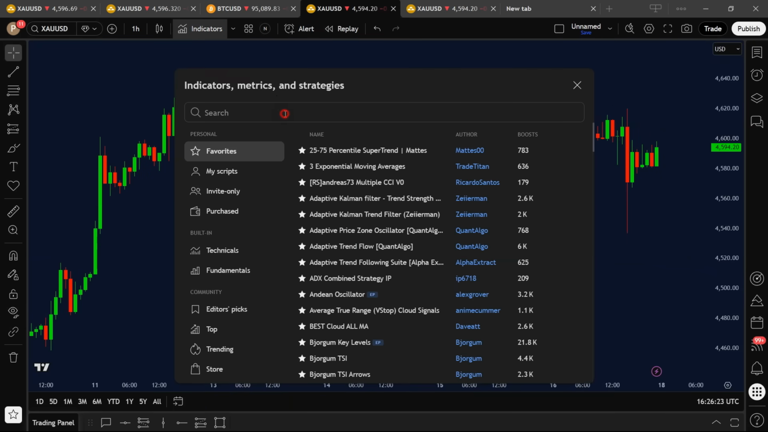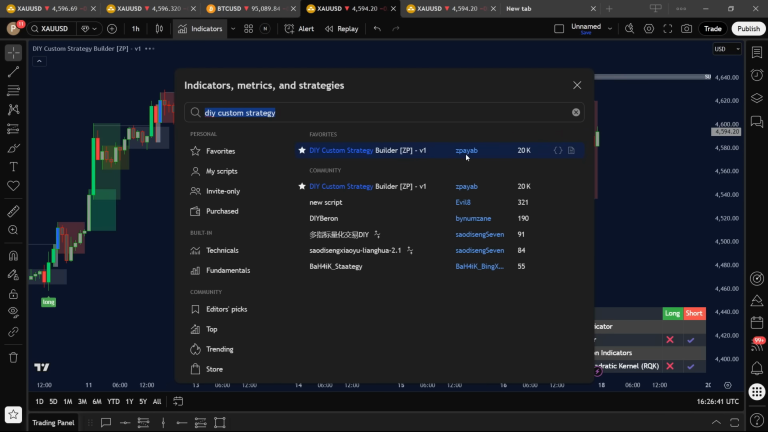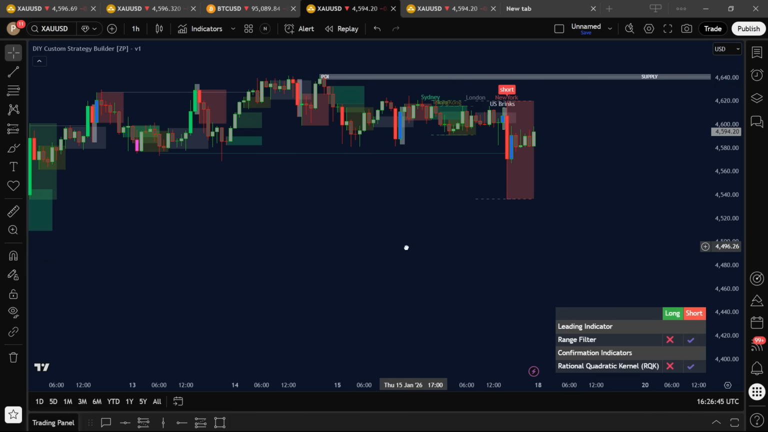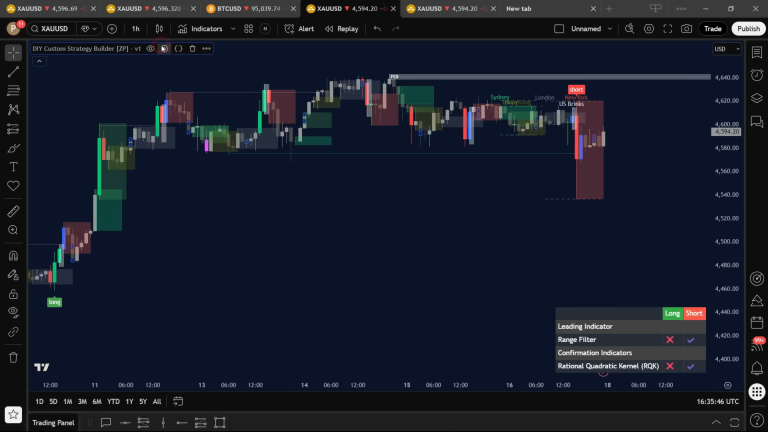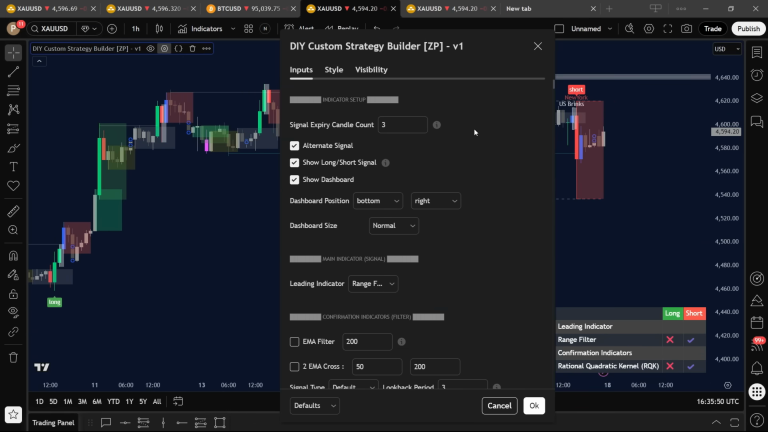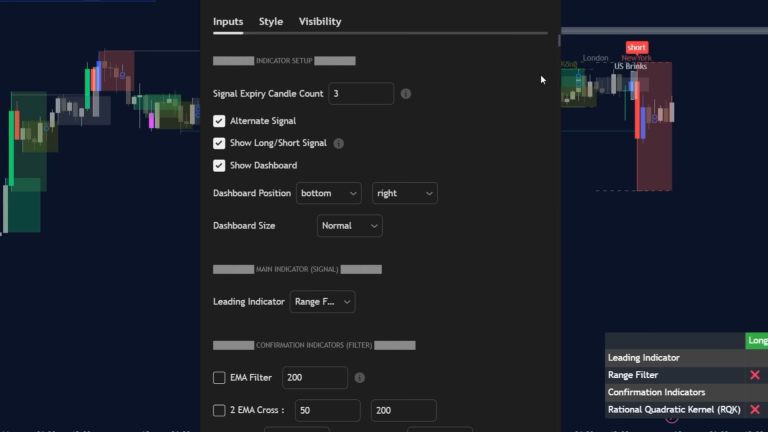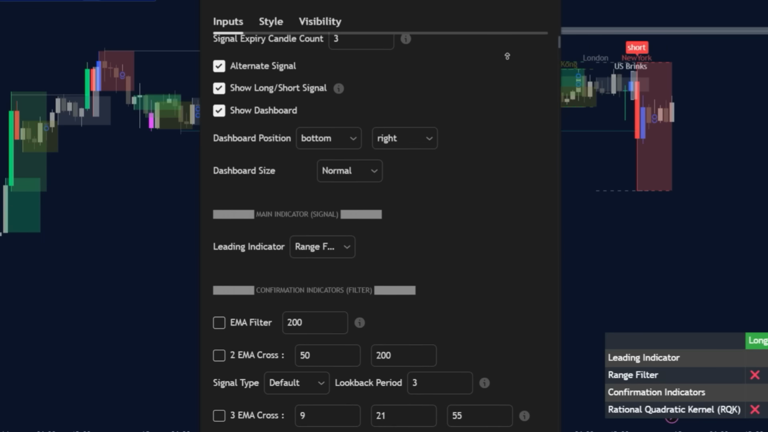Go to the Indicators tab and type in DIY Custom Strategy Builder. You want the one by ZPY. Now, listen carefully. Do not click off. The default settings on this tool are designed for a general market. If you try to trade it right out of the box on gold or Bitcoin, you will lose money. We need to tweak the engine to make it aggressive enough for scalping, but safe enough to protect your capital. Open the settings. This looks complicated, but we are going to simplify it into a trend-following monster.